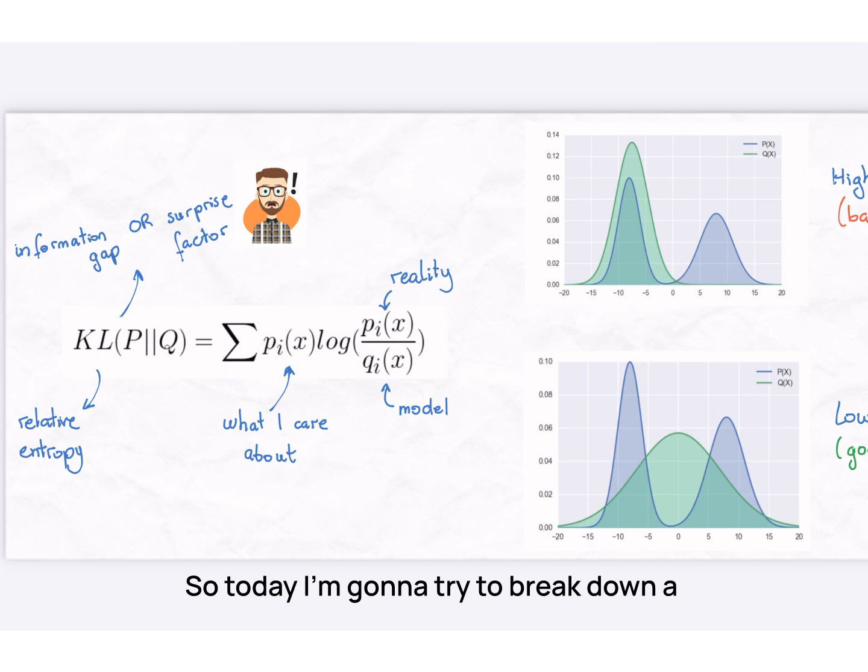So today I'm going to try to break down a very important fundamental concept in machine learning and information theory. It's called the Kullback-Leibler divergence, or the KL divergence. And if you've ever worked in reinforcement learning or GANs or variational autoencoders, you're going to encounter the KL. It's really a core part of what it takes to measure how close two probability distributions really are.